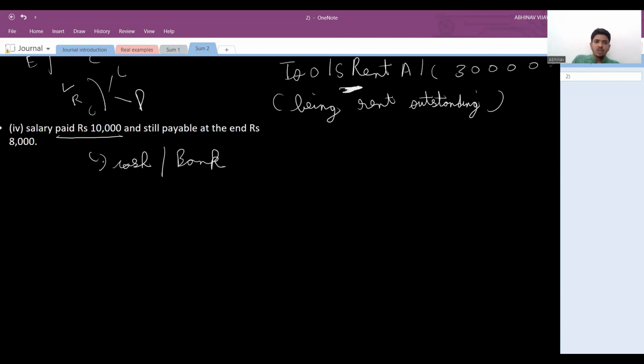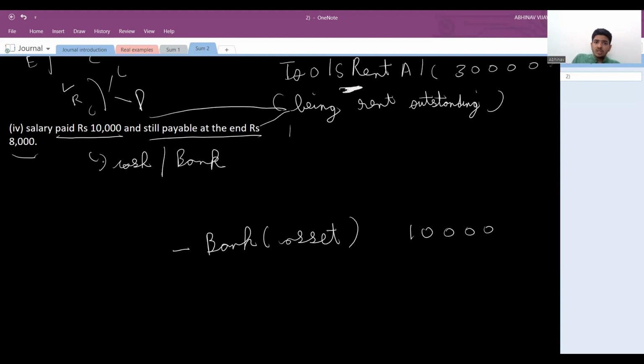Let's start with the logic now. Break down the entry. Salary paid rupees 10,000. So bank, which is an asset, gets reduced by 10,000 rupees. Now, next, still payable at the end, rupees 8,000. That means the total salary must have been 18,000. Wait. I'll complete. Example. Now, the salary is 18,000.